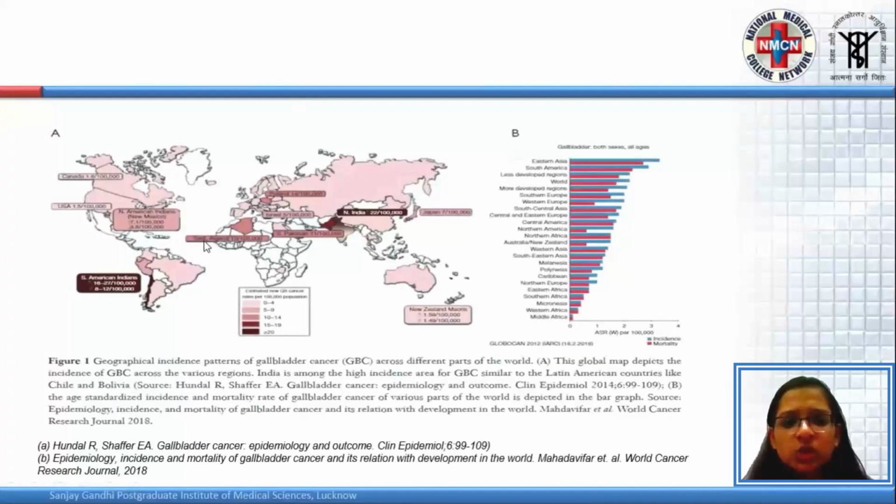This is a pictorial, graphical representation of the geographical distribution of gallbladder cancer. This global map tells us about the incidence of gallbladder cancer across the various regions. India carries the highest incidence of gallbladder cancer, which is similar to Latin American countries like Chile and Bolivia.